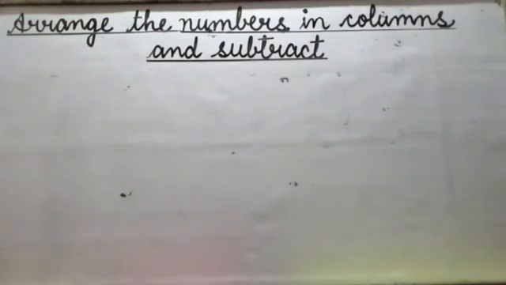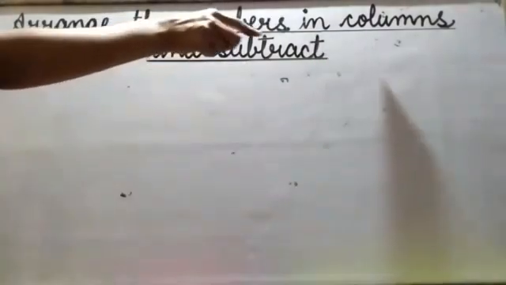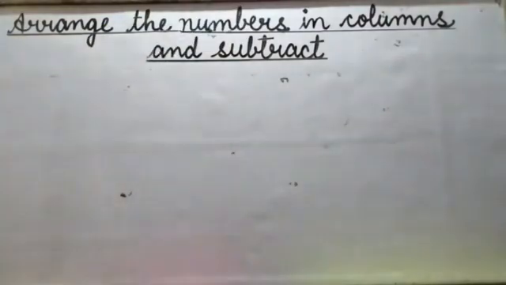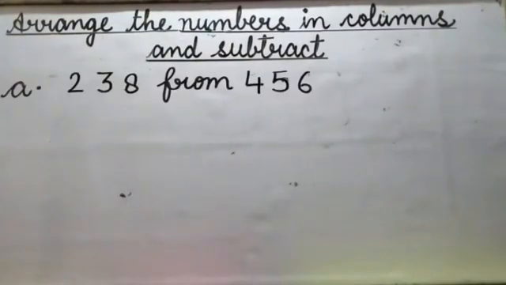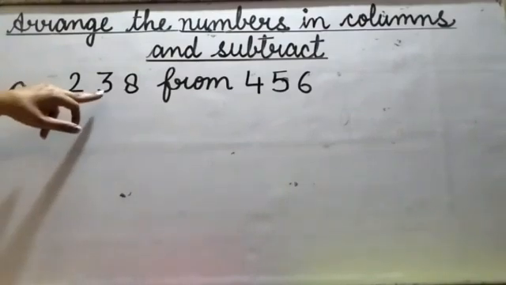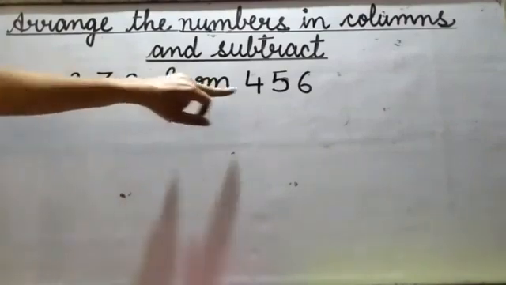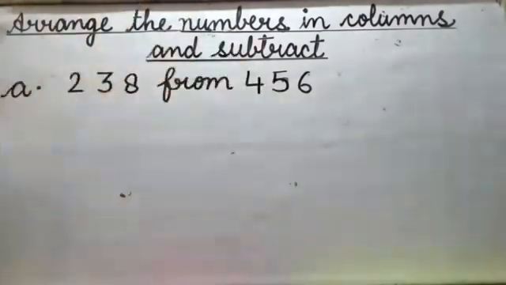Children, in the previous video, ma'am taught you subtraction with borrowing. Now, in today's class, I will teach you to arrange the numbers in columns and subtract. Students, let's take an example. The sum is 238 from 456. Here, from means minus.